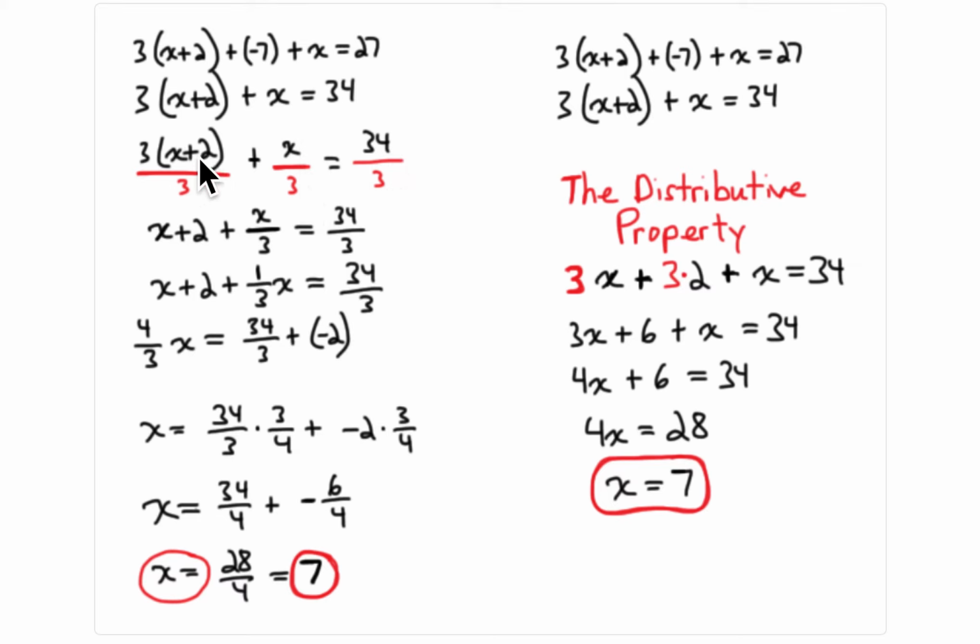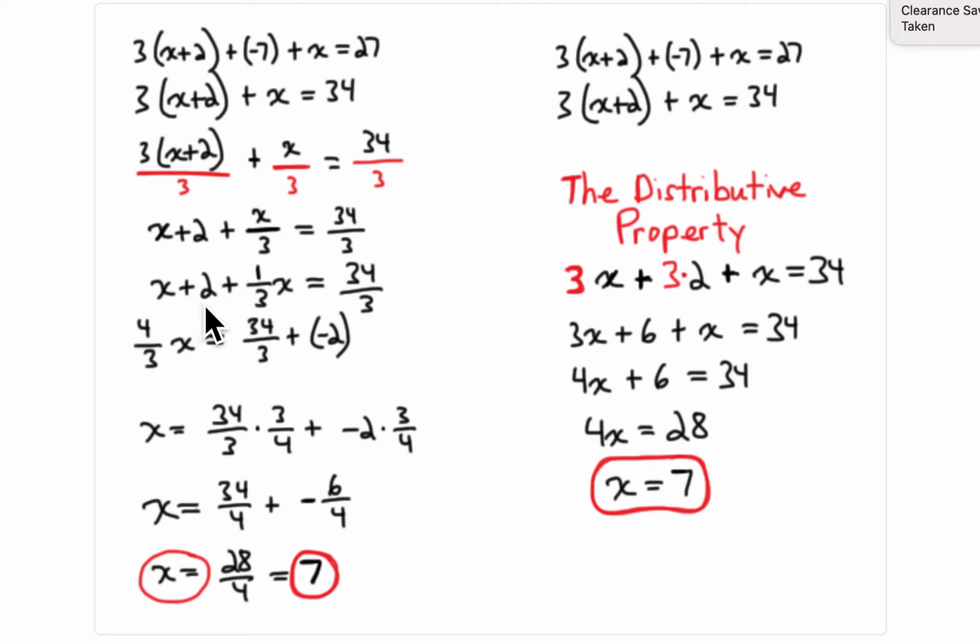If I'm going to decide I'm going to take 1/3 of 3 times x plus 2, I also have to take 1/3 of x and also have to take 1/3 of 34. So now I'm at x plus 2 plus x divided by 3 equals 34/3. So it gets a little bit tough, and you can just work through this. If you look at it and think about it, it becomes more understandable.